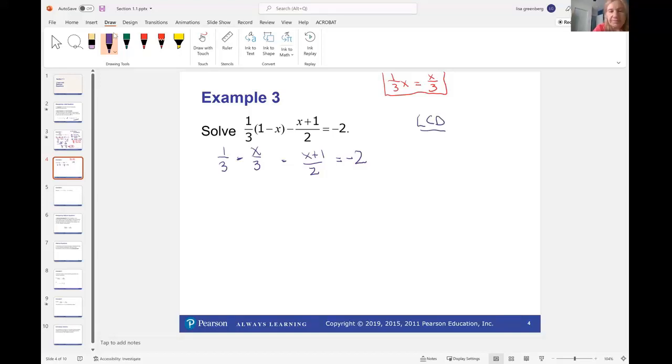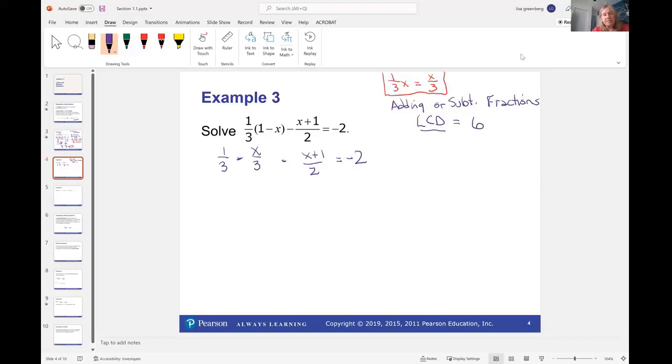So this is for adding or subtracting fractions. So my least common denominator here is going to be 6, because my denominators are 3 and 2. They have no factors in common, so I'm just going to multiply them together and I get 6.